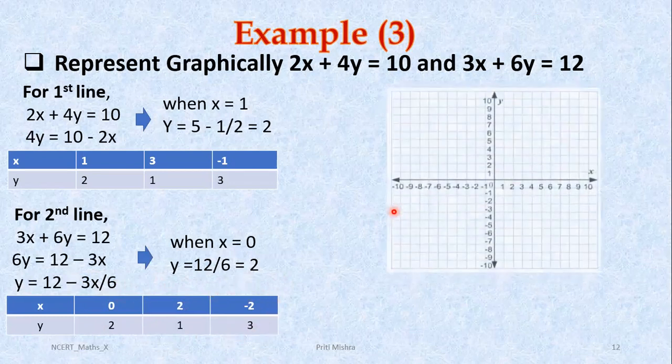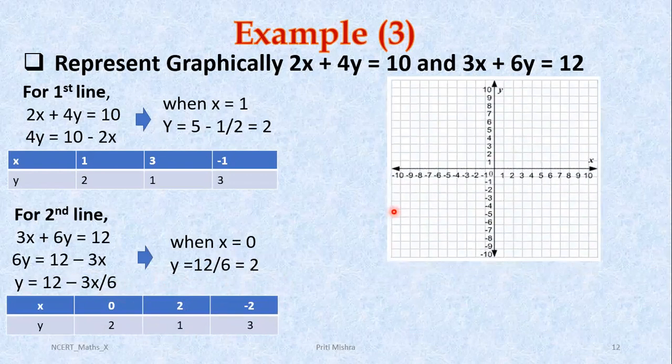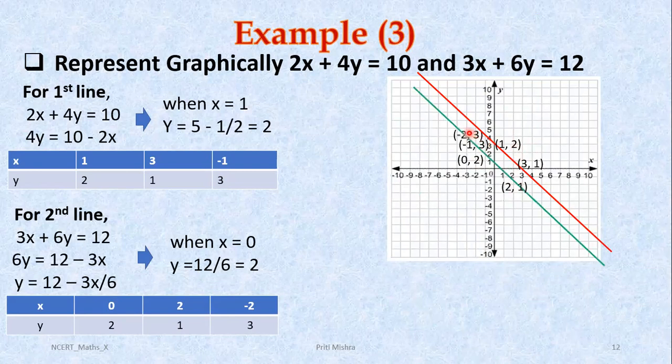Now let's start plotting these points for first line. So here we are having 1, 2, then 3, 1, then minus 1, 3. After joining these 3 points, you can see here we are having this red line, which is 2x plus 4y is equals to 10. Then for second line, we are having points 0, 2, then 2, 1, and then minus 2, 3. After joining all these 3 points, we are having this green line, which is representing second line 3x plus 6y is equals to 12.